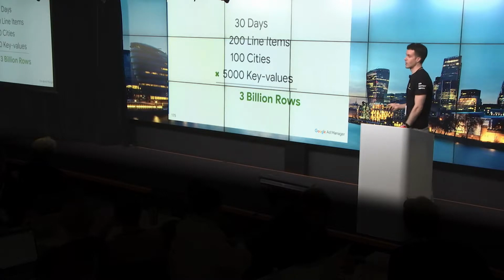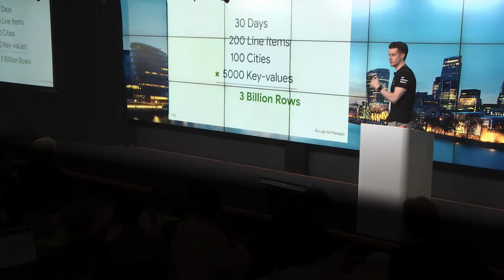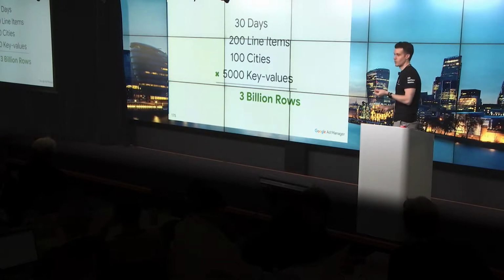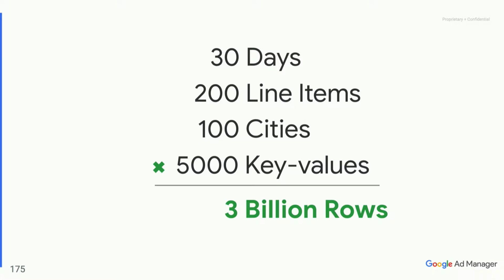If we tried to run this report, and if there was data for every possible row, this would equal 3 billion rows, billion with a B, so this would not run. Our system would not be able to support a report of this size. So the question is, how do we bring it down to something that we can maintain without losing the data that we've decided we need?